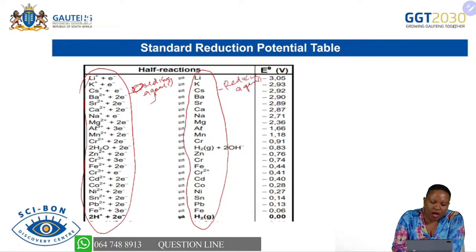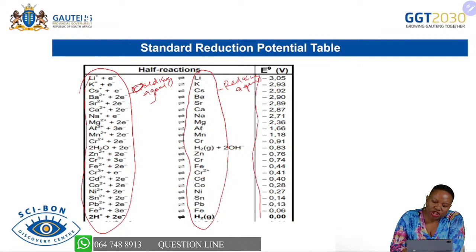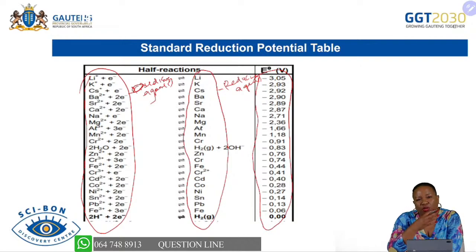So therefore, if you are given an overall reaction, or if you are given two half cells or half reactions, you will definitely know which one will undergo oxidation and which one will undergo reduction. How do you choose it? You can also use the cell potential to assist you. A cell with the smallest cell potential will definitely undergo oxidation because it will have a stronger reducing agent.